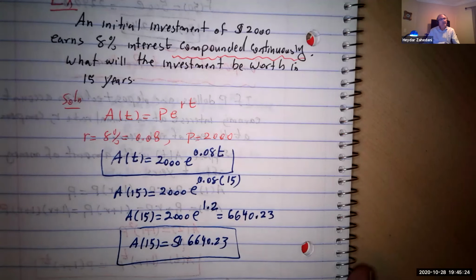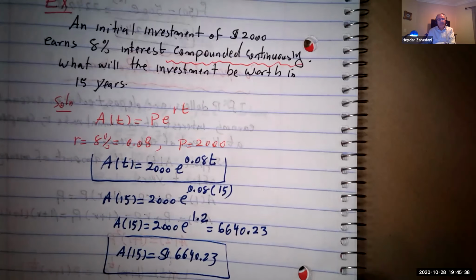I'm going to give another one when it's compounded several times. When it's compounded just a finite number of times, then it's not going to be continuously, then you have to use the other formulas. Are you done? So, another one. The investment is very similar, but they give you the number of times that they are going to compound it.